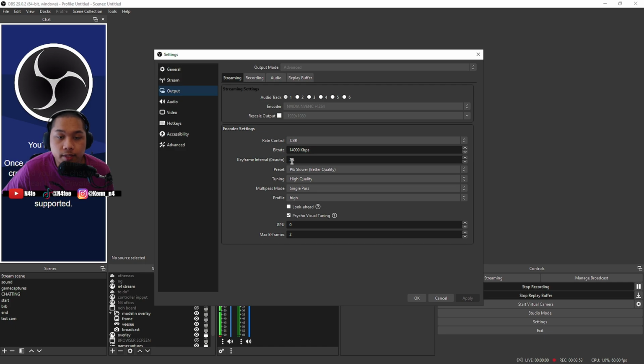Keyframe interval, I have 2 seconds. You could set it to 0 if you want. I set mine to 2. Preset is P6, because P7 is not necessary. Tuning, high quality, multi-pass mode, single pass. Profile is high, look ahead is turned off, and psycho visual tuning is on. Max B frames 2. I usually run the instant replay with my OBS running while I'm streaming, hence why I do not have look ahead, because look ahead does take more out of my computer.